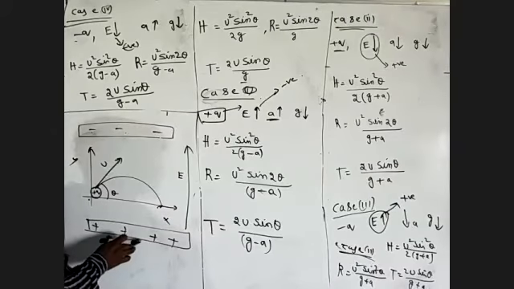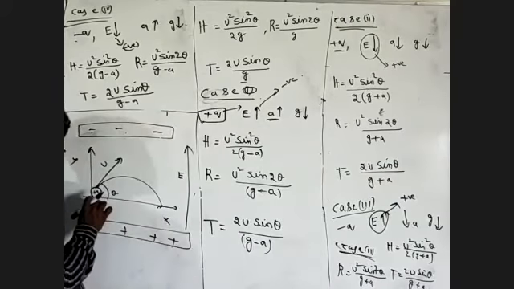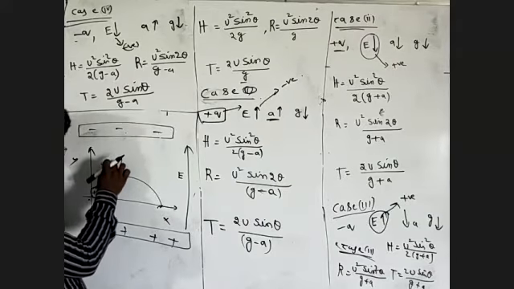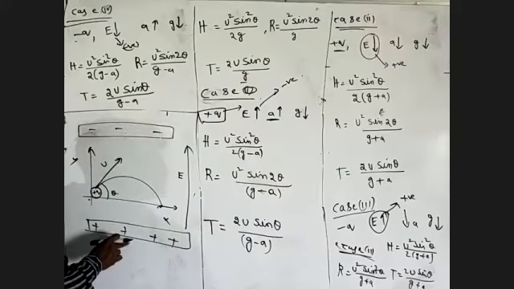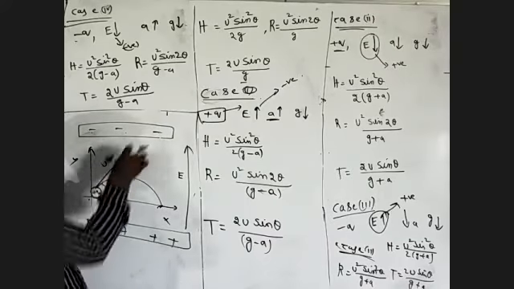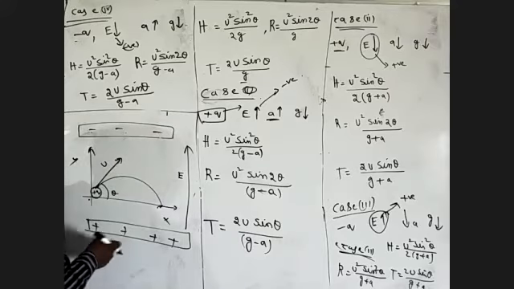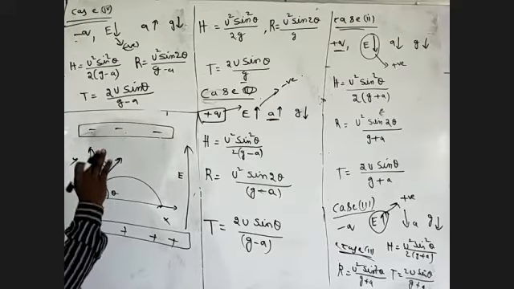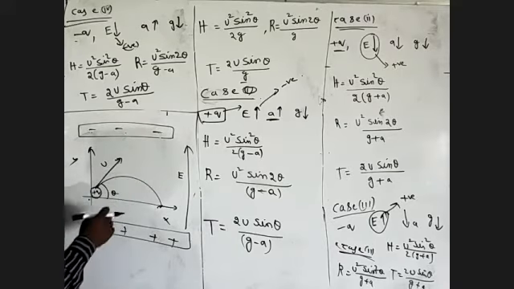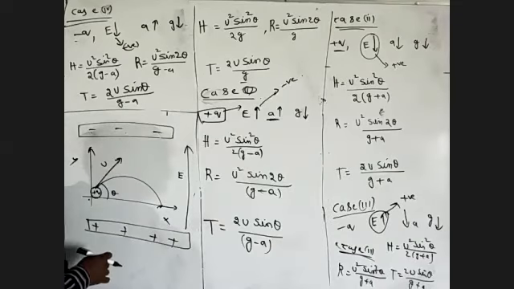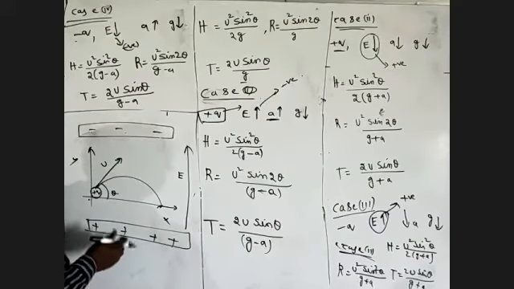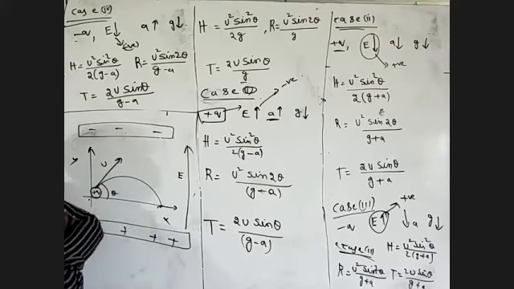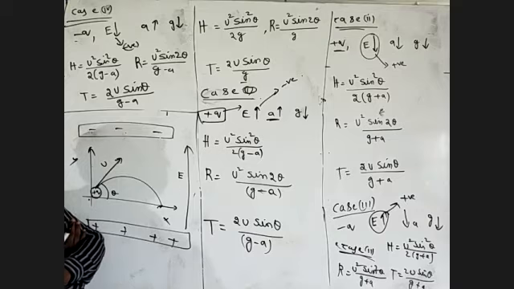This is a positive plate and this is a positive charge. Initially the charge is already projected with a velocity u. Again, this positive plate will also repel the charge in the upward direction. So the resultant acceleration of the charged particle is upward. The acceleration due to gravity is always vertically downward. We know that in this calculation, we calculated the maximum height, range, and time of flight.